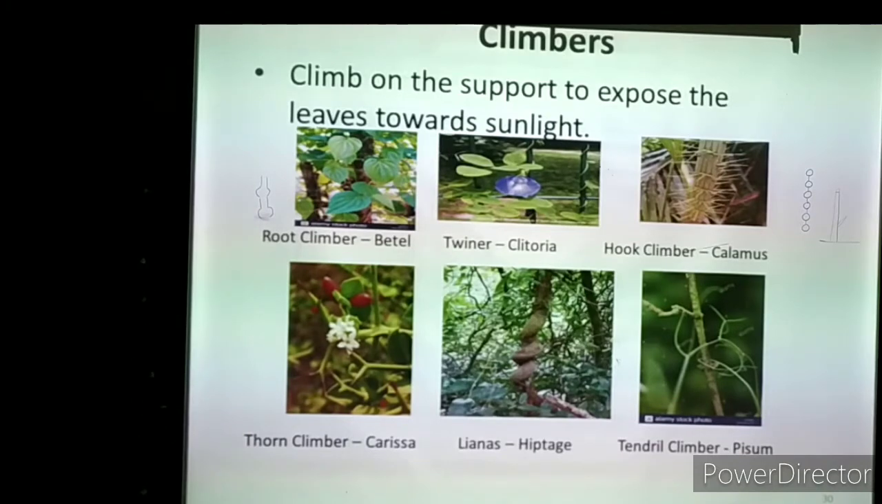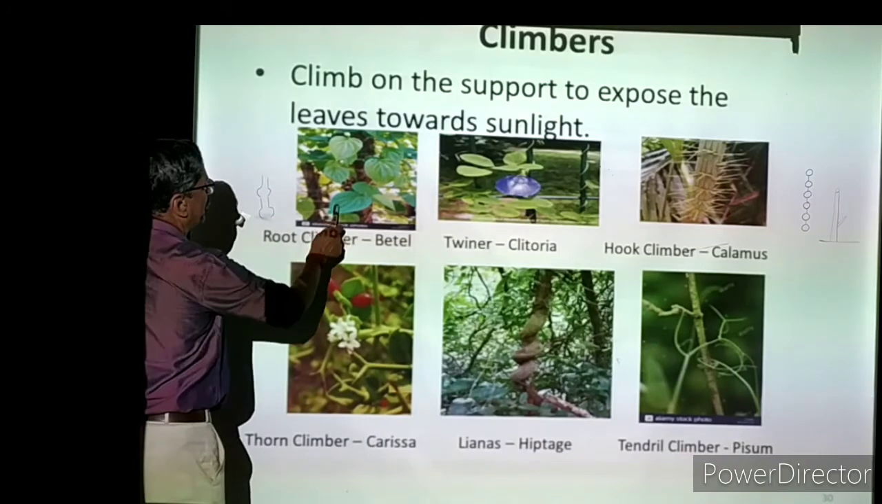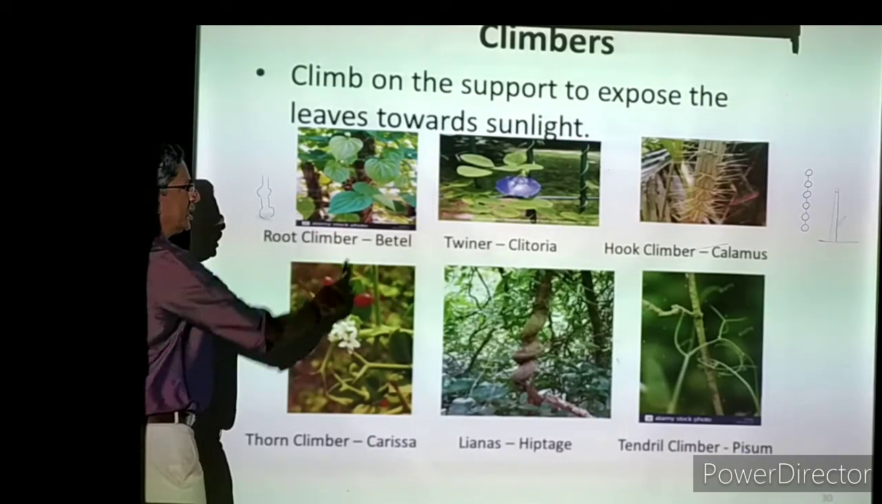Example, beetle. Beetle is a common name, that is everywhere they are cultivating. Now, the leaf itself, if you see that, you can understand, it is a beetle.